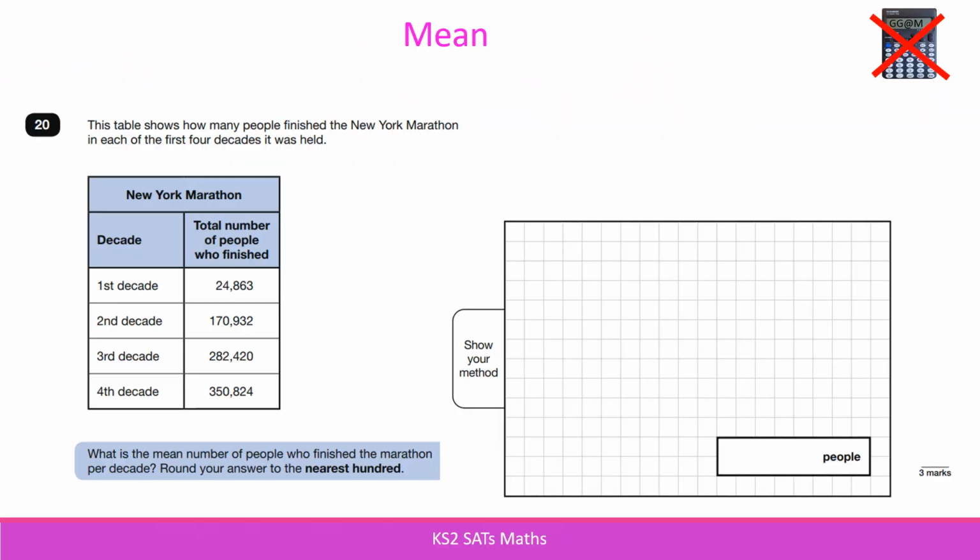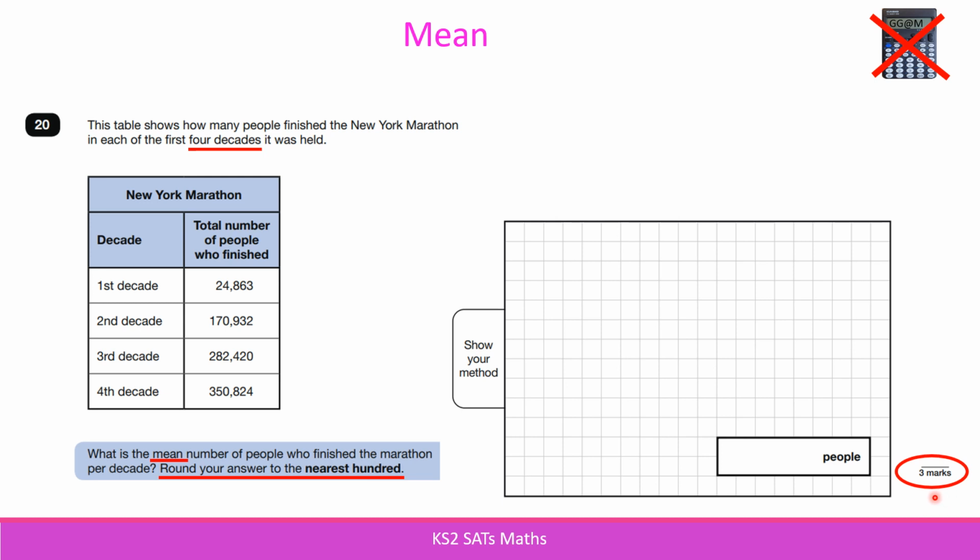This is a question on finding the mean. The keywords in the question are, you're told that you've got 4 decades, and you can see these 4 decades in the table on the left hand side. So you've got 1, 2, 3, 4 decades. And you've got to work out the mean of the number of people who finished the marathon, and you've got to round your answer to the nearest 100. Your answer needs to be written in the box here, and then this will give you 3 marks.